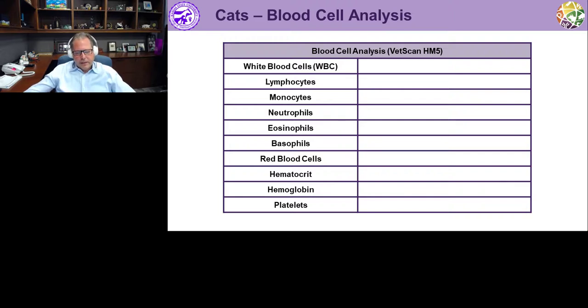In blood analysis, we did a complete blood count at various time points post-infection, and we used the VetScan HM5 to do that. We measured white blood cells, lymphocytes, monocytes, neutrophils, eosinophils, basophils, red blood cells, hematocrit, hemoglobin, and platelets. All these data were in the normal range, except for the platelets, where we saw numbers reduced starting at day 5 post-infection.